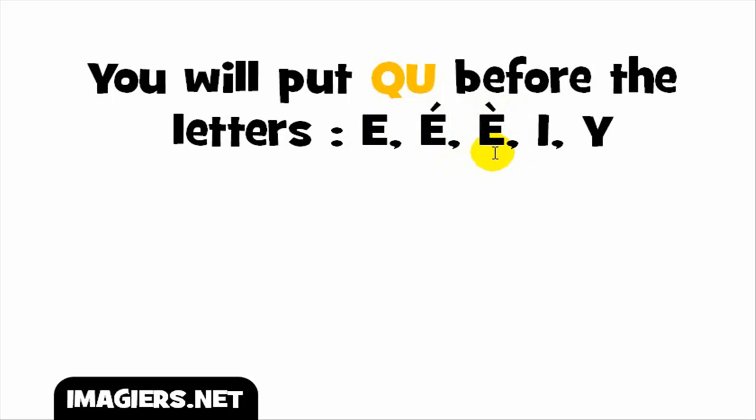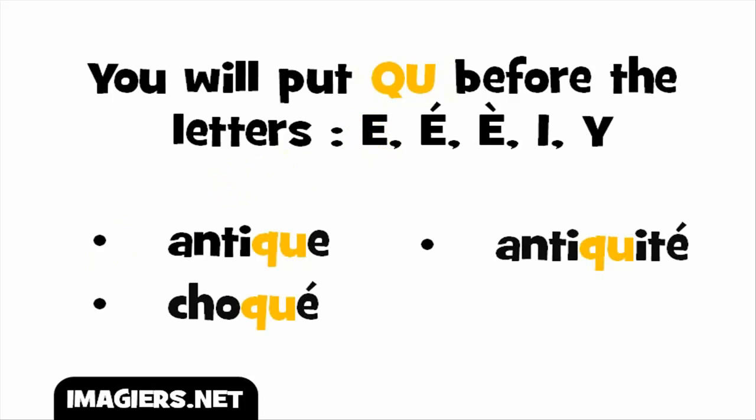Accent grave, it's the sound E. And then I and Y. Remember that you will pronounce Y like I. So before these letters, you will have to put this QU. Two letters just to get the sound K. So we'll see now a few examples.